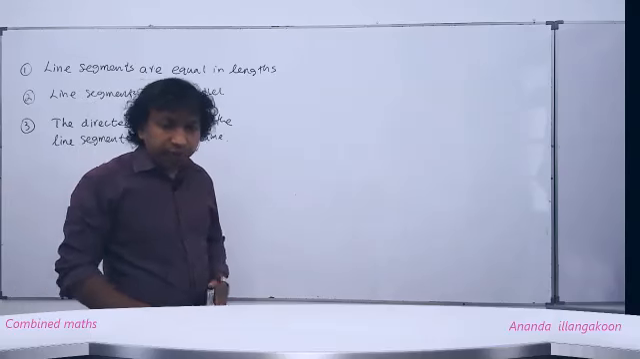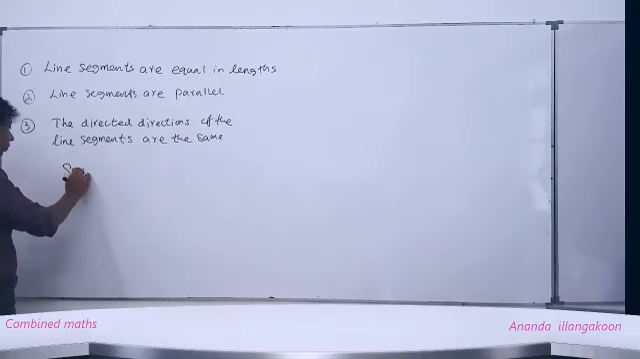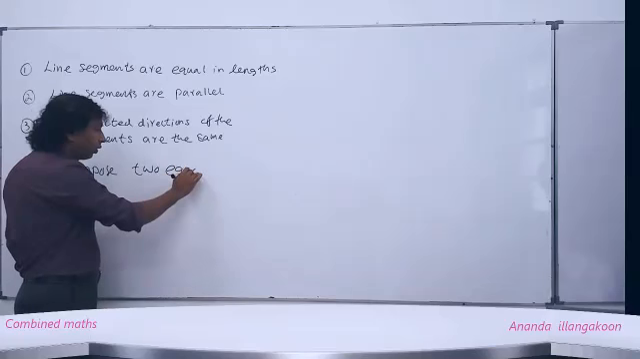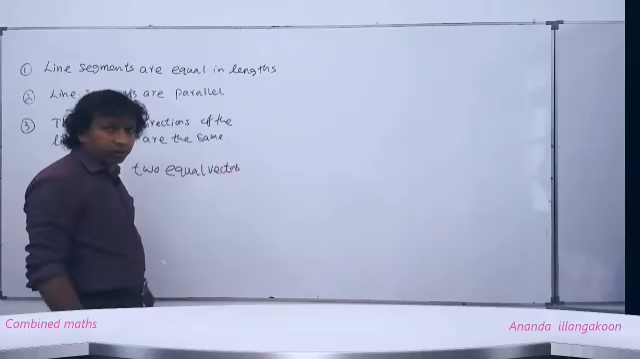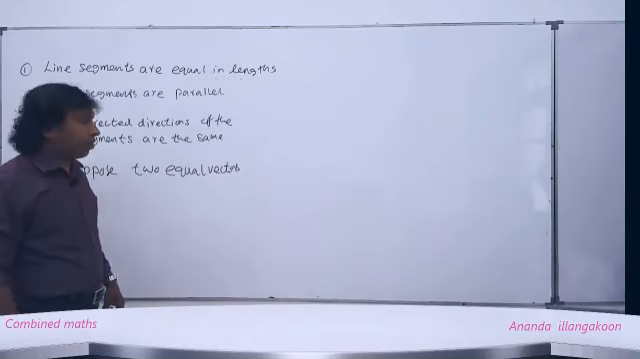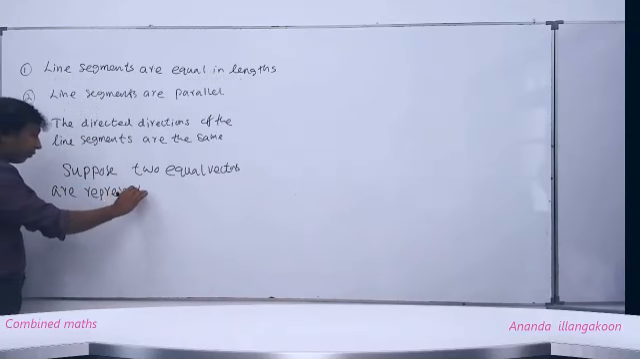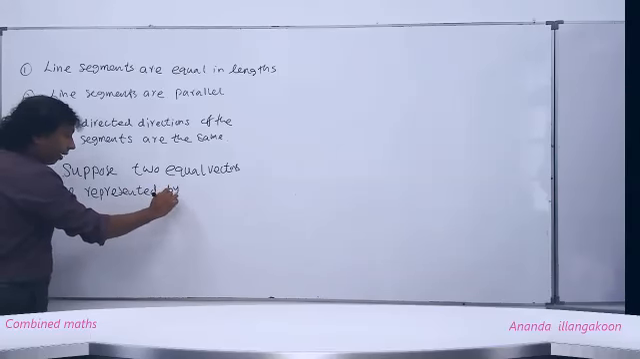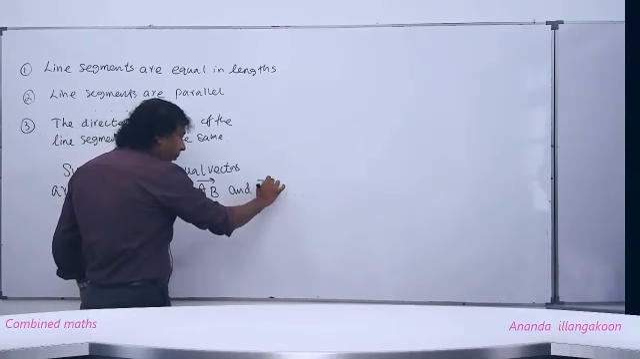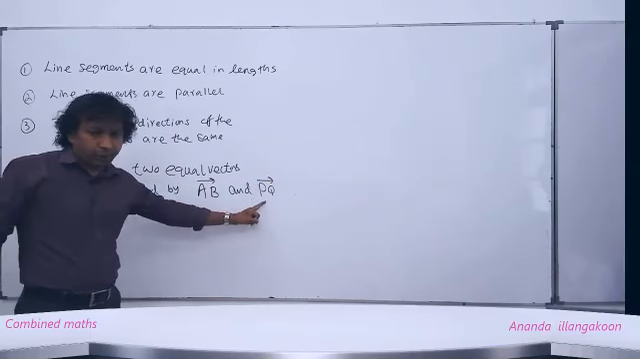Write down, people, starting from a new line. Suppose two equal vectors are represented by AB vector and PQ vector.